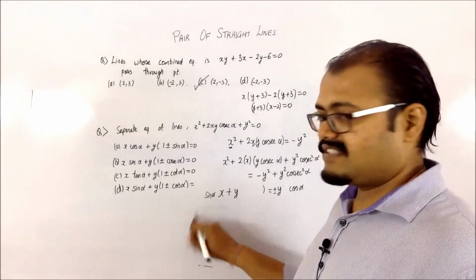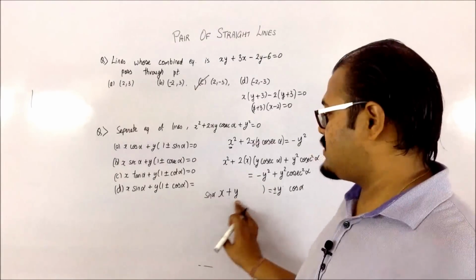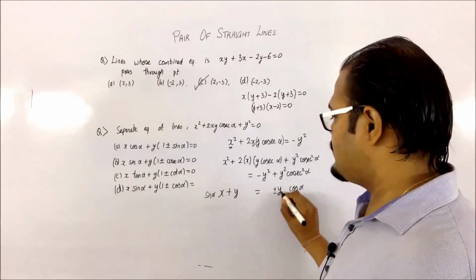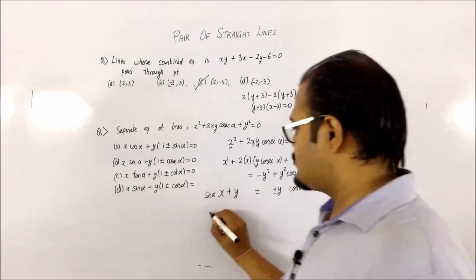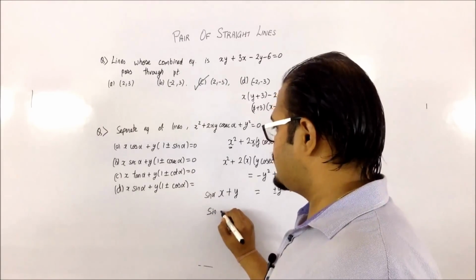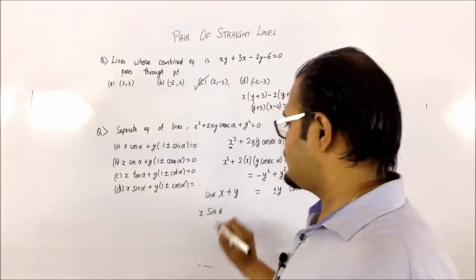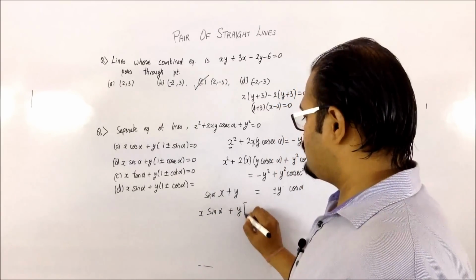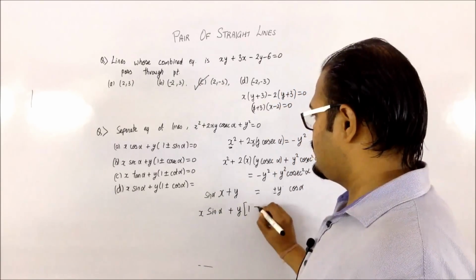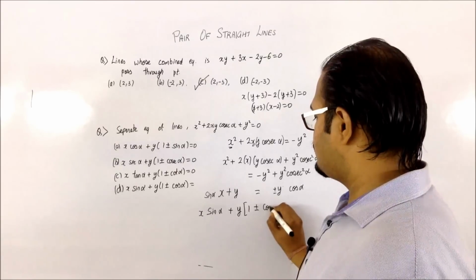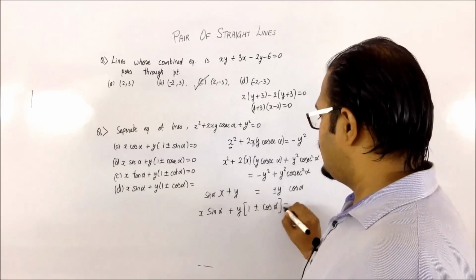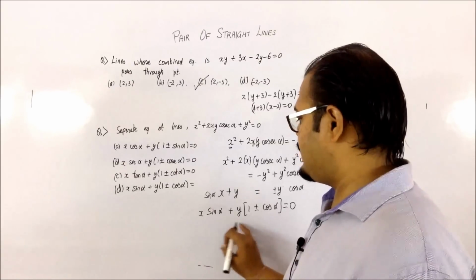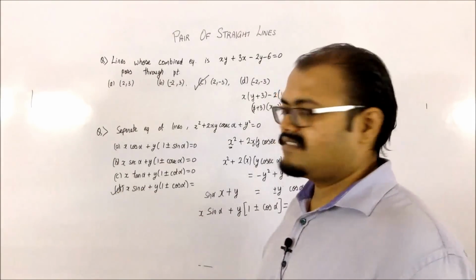So you will get this equation as sine alpha into x plus y equals plus and minus y cosec alpha. So your equation will be x sine alpha plus, if you take the y common, inside you will have 1 plus minus cos alpha, which is equal to 0. So if you just compare this, you will get that D is the answer for it.